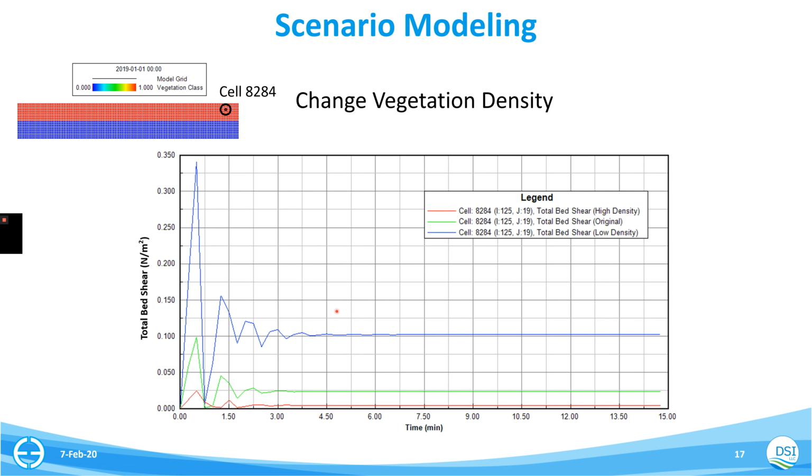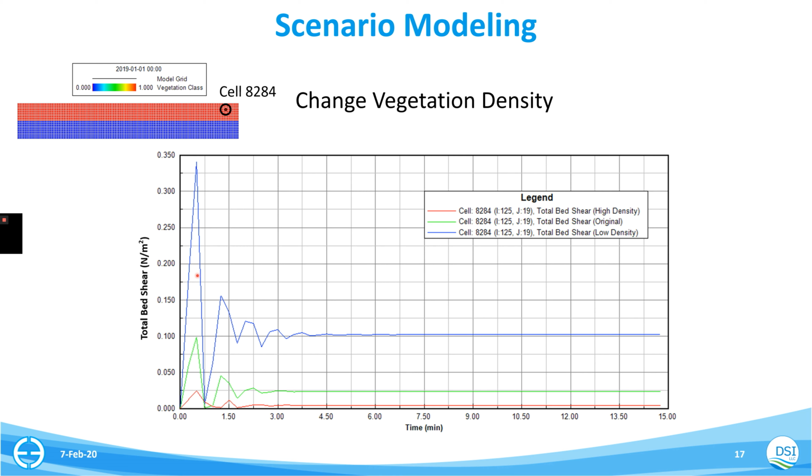And here is the result, if your model is correctly set up with everything, the bathymetry and the vegetation setup. For example, I will pick one cell in the vegetation part, because the red color shows the vegetation. The x-axis is the time, 15 minutes, and the y-axis is the total bed shear stress. The green line shows our original case compared with the laboratory work. Once you increase the vegetation density, which I call the high density, you will see the total bed shear will be reduced. Makes sense.